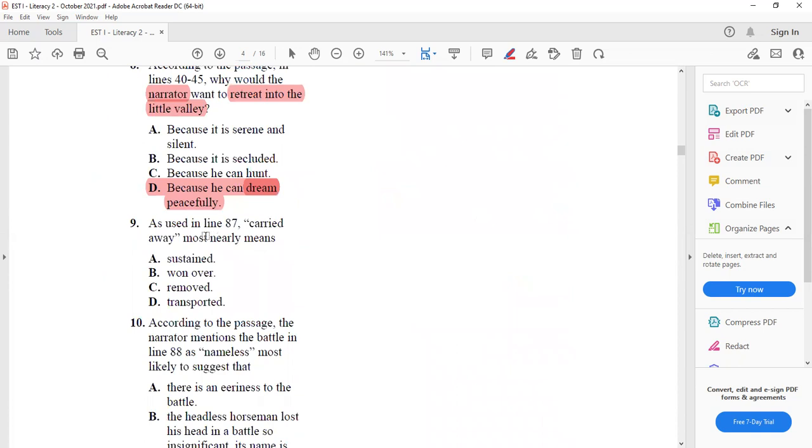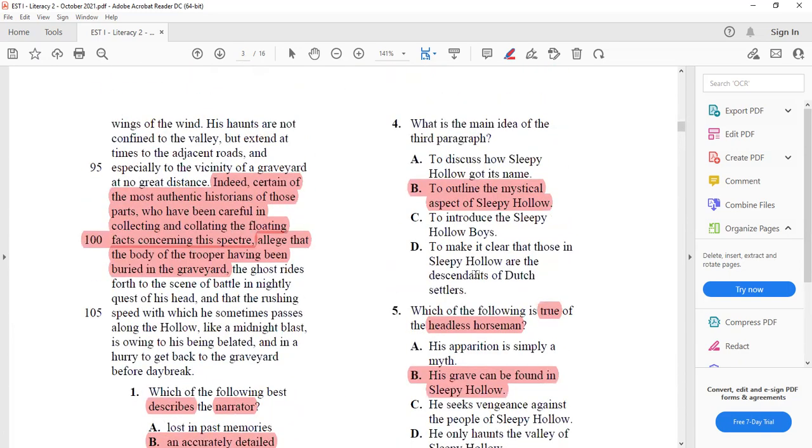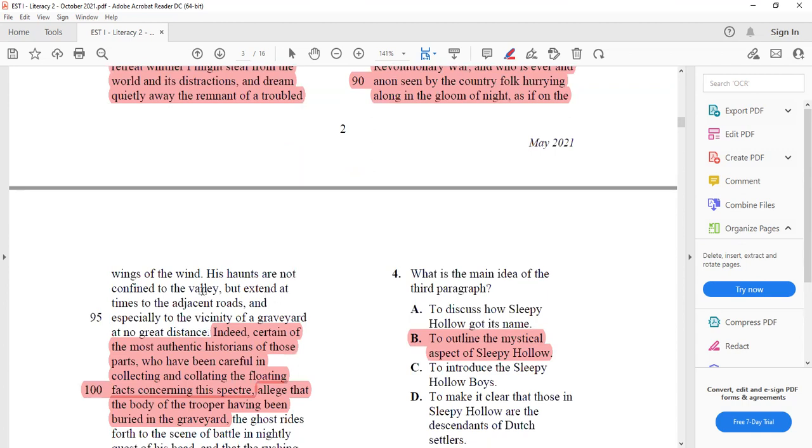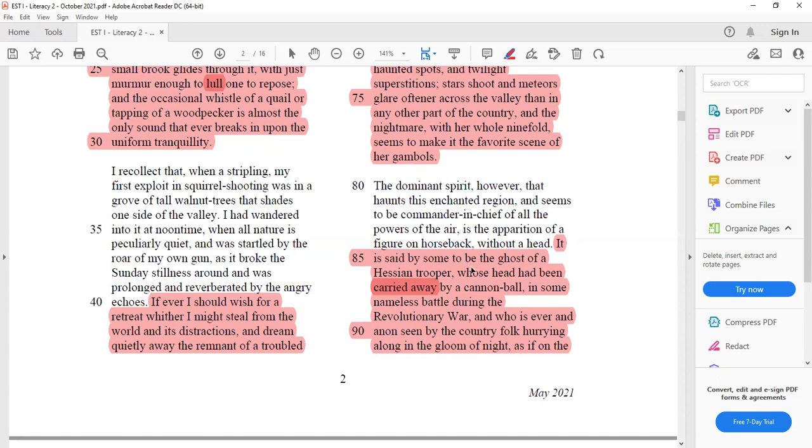Now, a vocabulary question. As used in line 87, carried away. What does it mean? Let's go to line 87 and read the whole sentence that has carried away to figure it out from the context clue, from here till the end of the sentence. It's said by some to be the ghost of a Hessian trooper, whose head had been carried away by a cannonball. We know that a cannonball shoots fire, so it carried away the head of that man. So now we know the answer. Carried away means it was cut.